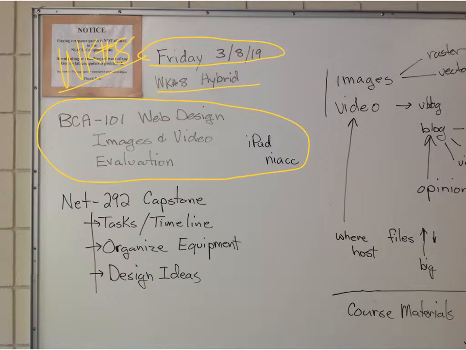BCA-101, or excuse me, 155. Here, let me correct that. It's supposed to be a 5, that's supposed to be a 5. 155. Why did nobody notice that in class?